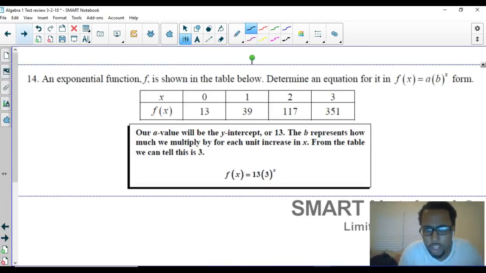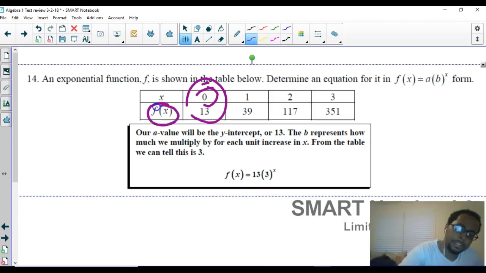An exponential function f is shown in the table below. Determine an equation for it in f of x equals a times b to the x power form. We talked about it 2 seconds ago about our a value being the y-intercept, meaning where does it start? So in order to find the y-intercept, you have to make x 0. So if x is 0, and remember f of x is also y, we know that our y-intercept is 13, which is our starting spot.